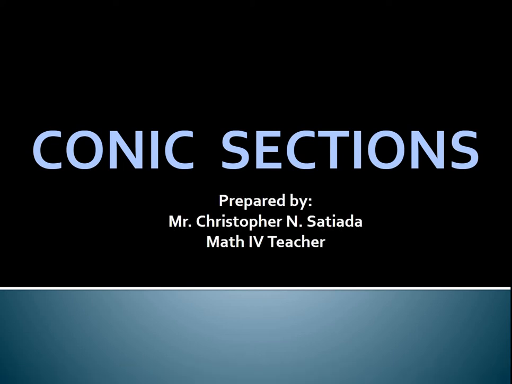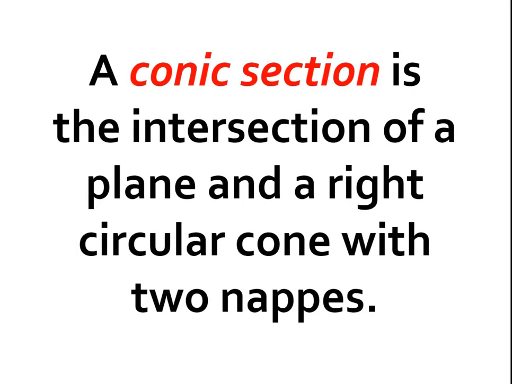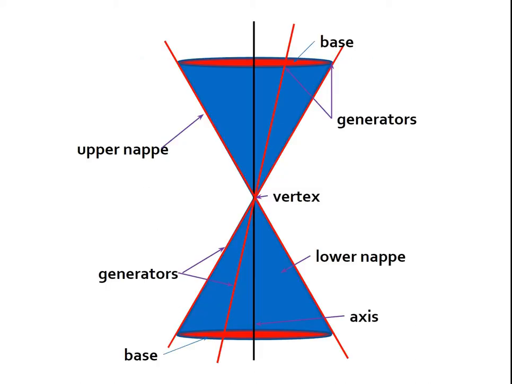We're going to discuss conic sections. A conic section is the intersection of a plane and a right circular cone with two napes. So here is the figure.